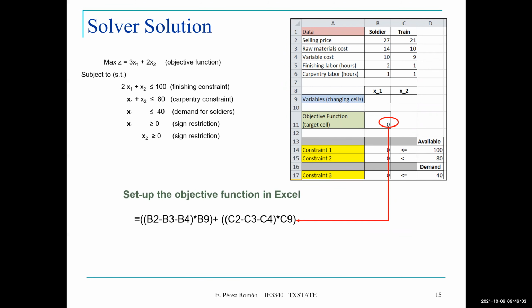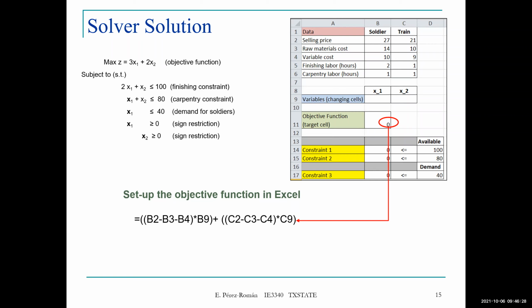Let me show you the next step here. The first thing we're going to do is set up the objective function. I'm giving you the formula right here, and we're going to do that in real time in Excel now. Essentially what this is doing is using the data for the selling price, the material cost, and the variable cost for each product to set up a general equation for your model.